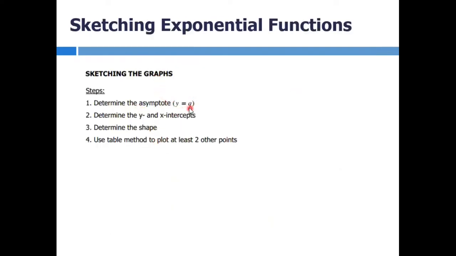Sketching the graphs, put in your asymptote first. Calculate any y or x intercepts. So I made sure we could remember what to do for the x-intercepts. So the x-intercepts, we made y equals to 0.